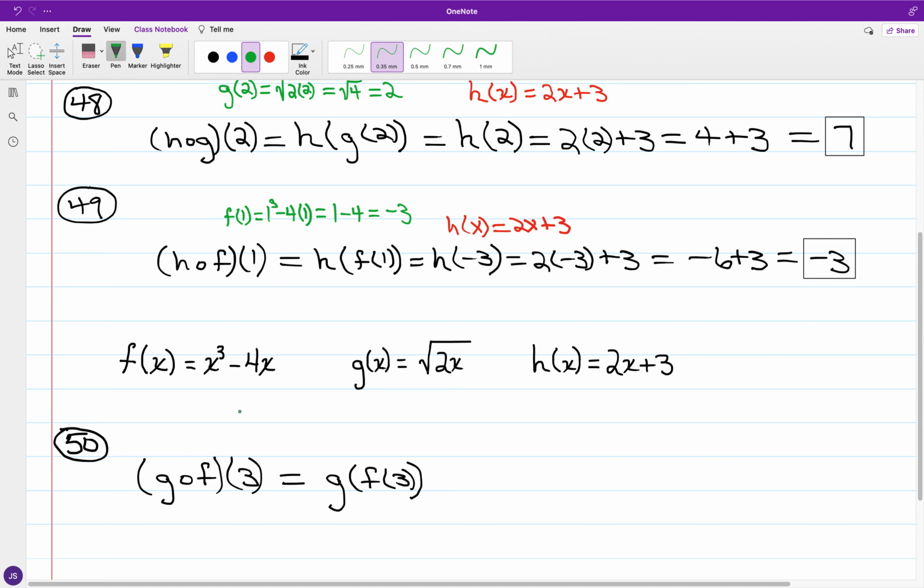And for what we have in evaluating F of 3, okay, so F of 3 is going to be 3 cubed minus 4 times 3. 3 cubed is 27. Minus 4 times 3 is negative 12. And 27 minus 12, okay, is equal to 15. And so that would be used to fill in as the input. So here we have G of 15.